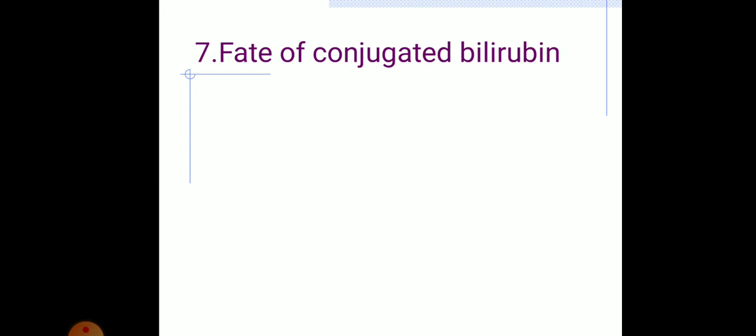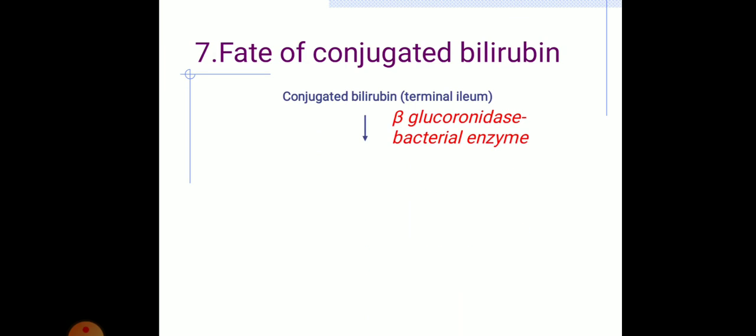What happens to this conjugated bilirubin after excretion into the bile? This bile containing conjugated bilirubin is excreted into the intestine. In the intestine, the remaining steps occur. In the intestine or terminal ileum, this conjugated bilirubin becomes free bilirubin by beta glucuronidase, which is a bacterial enzyme. There are some bacteria in the intestine. They produce beta glucuronidase enzyme, and this conjugated bilirubin becomes free bilirubin after removal of the glucuronide group. Then this free bilirubin is converted to urobilinogen.